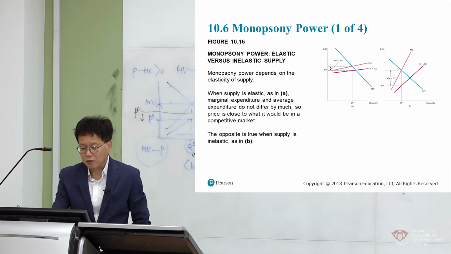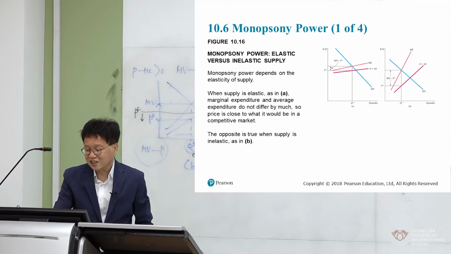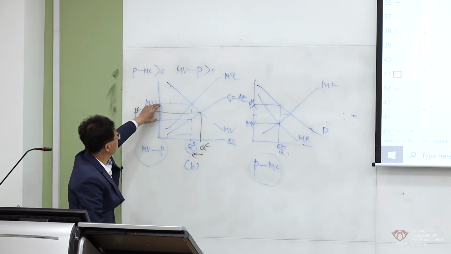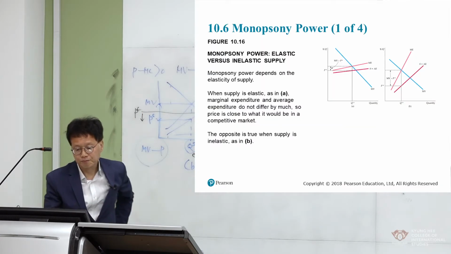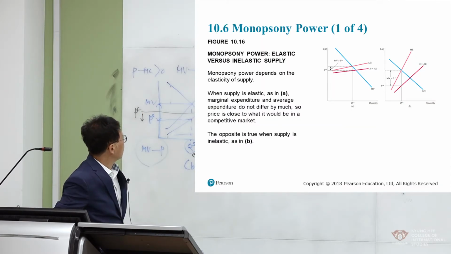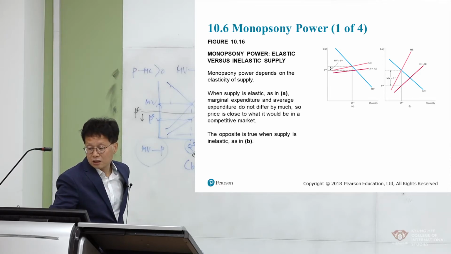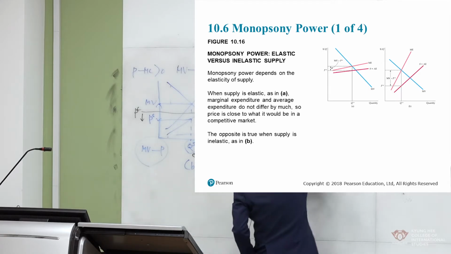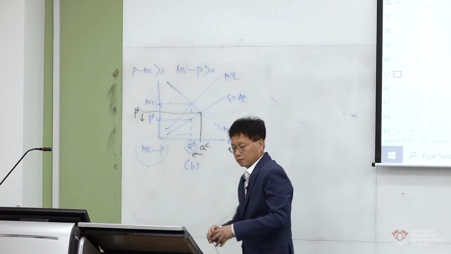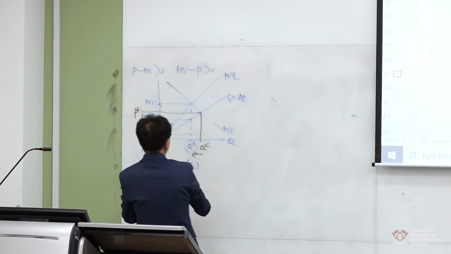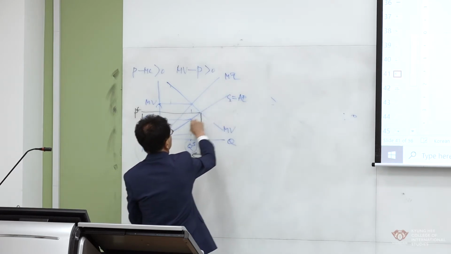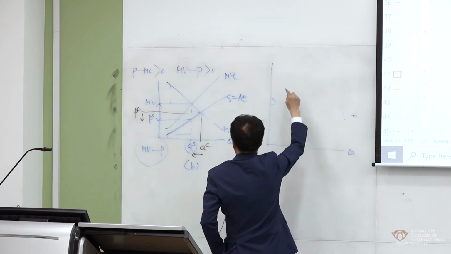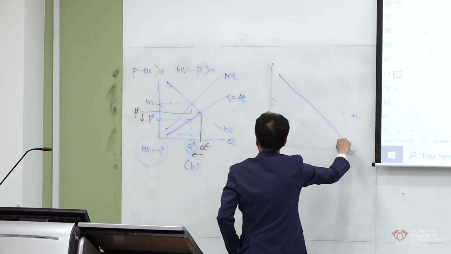So, monopsonic power: elastic versus inelastic supply curve. This power, the gap between the two, is decided by the elasticity of supply. Right? Now, think about the other case. The supply curve is this one. Now, think about marginal value, the same. Marginal value has the same slope like this.